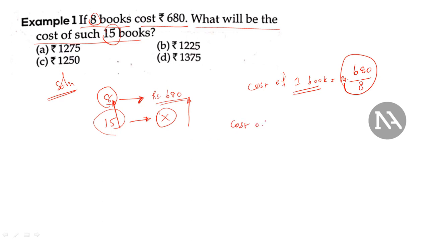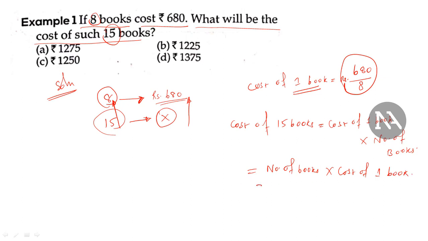Now the cost of 15 books is equal to the cost of one book into the number of books, right? Otherwise I can write number of books into cost of one book. So the number of books is 15. Cost of one book is 680 divided by 8, right? So here I am going to simplify it. 8 goes into 68 how many times? 8 times. The remainder will be 4. Now 8 goes into 40, 5 times. So it is 15 into 85, right? Here I have to multiply 15 into 85.